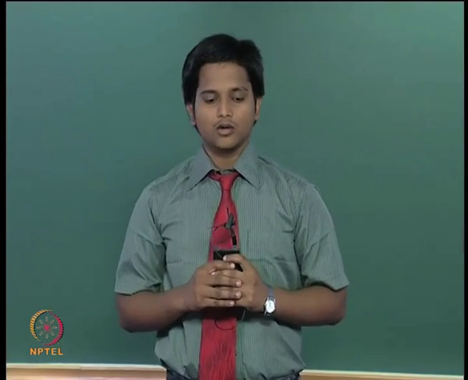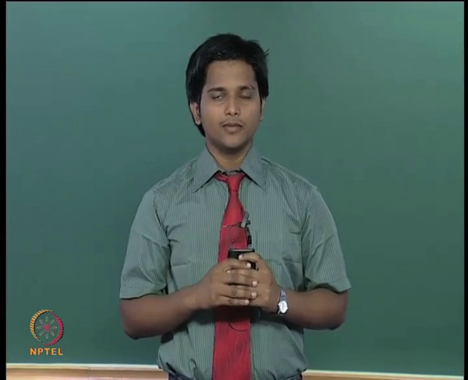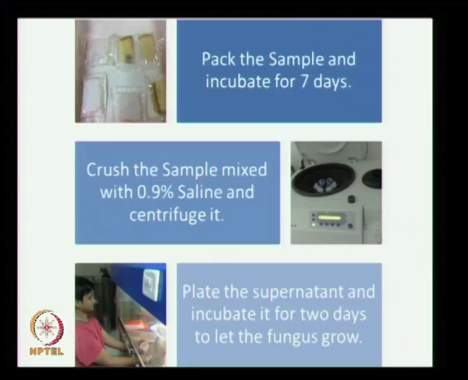For preparing nano package, we use a technique called electrospinning. In electrospinning, we supply a high power voltage and the polymer solution in the syringe gets charged up, and when it comes through the nozzle, it gets elongated and forms a fiber. The fibers are then collected over the collector, and this is how we get the nano package.